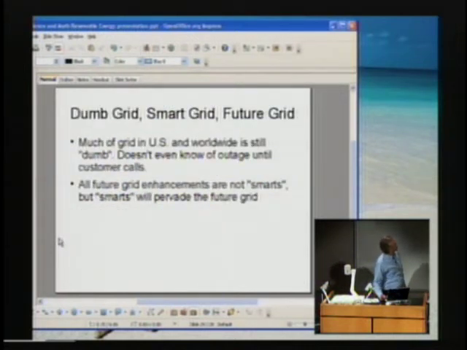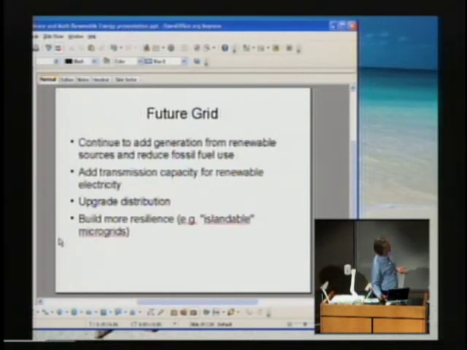Okay, right now we're coming from what we could call a dumb grid. You hear a lot of talk about the smart grid. The smart grid is not the only thing about the future grid. There are other things as well. In much of the US and worldwide, the grid is still dumb. Someone has to call a power company, and the power company doesn't know the power has gone down in the area. In a smart grid, the power company would immediately know. All the future enhancements will not be just in smarts. There are other things happening as well.